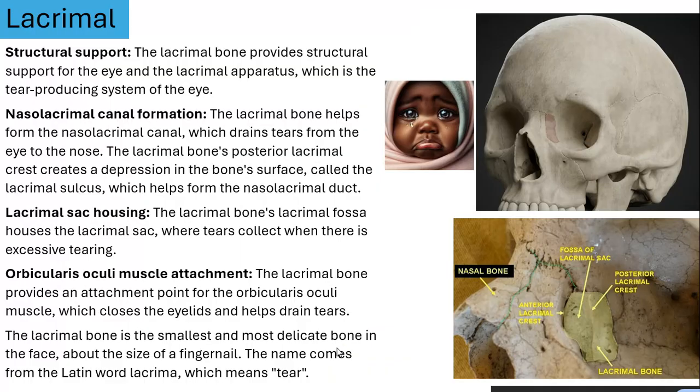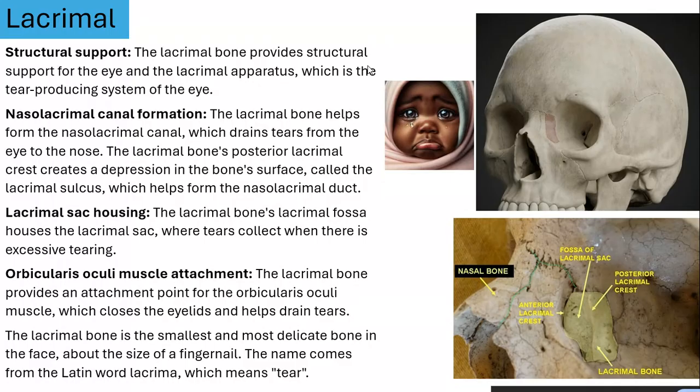Lacrimal, so tears, right? This is where the lacrimal bone is. This is where, when we cry, our tears well up, right? That's the nasal bone at the lacrimal crest, fossa of the lacrimal sac, posterior lacrimal crest, lacrimal bone, right? The lacrimal bone provides structural support for the eyes and the lacrimal apparatus, which is the tear-producing system of the eye.